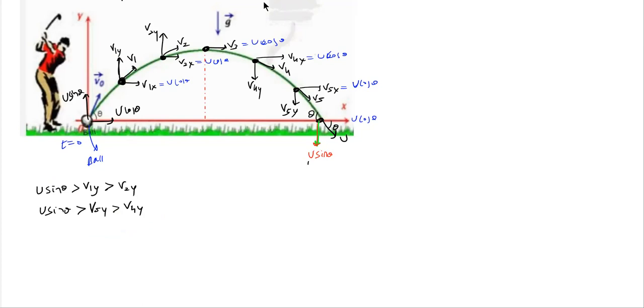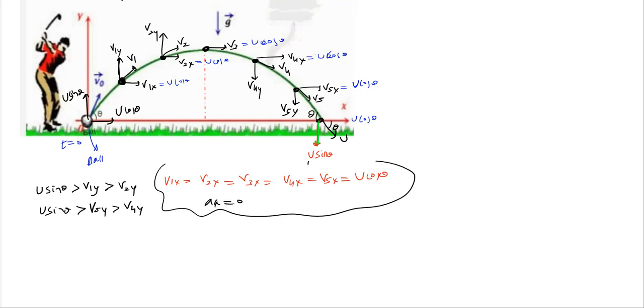Fine. What will be the horizontal component? The horizontal component has to remain the same. The reason for that, v1x, I will write this: v1x equal to v2x equal to v3x equal to v4x equal to v5x equal to u cos theta. What is the reason for all this? Acceleration along the x-axis is 0. Fine. The horizontal component remains the same.